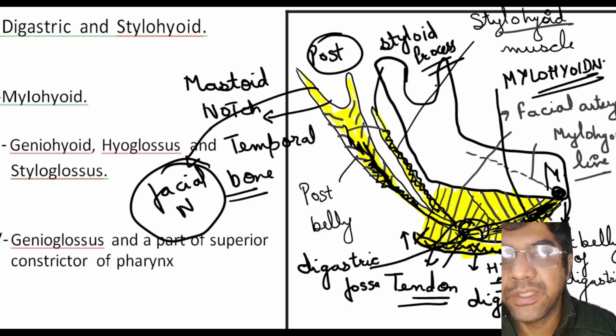And the digastric muscle helps with jaw movement, and they help to raise the hyoid bone. So they all work together like a team in the hyoid area.